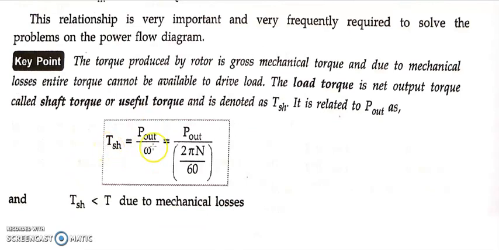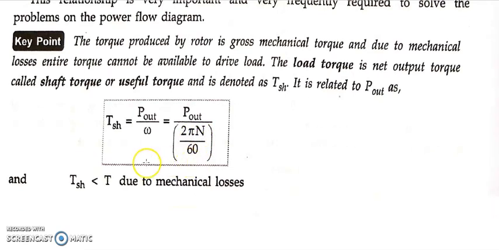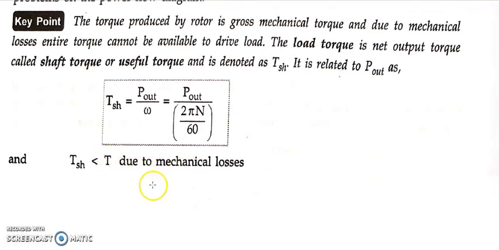With the shaft torque or useful torque, as I said, it is given by P out by omega, or P out is equal to omega into TSH, which is 2 pi N by 60. Remember, it is not Ns, it is always N, because we know that the induction motor runs at subsynchronous speed. And one more thing, we know that shaft torque is always less than the gross torque. You can call this T the gross torque, due to mechanical losses.